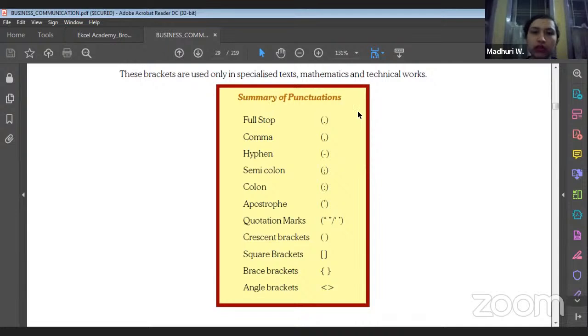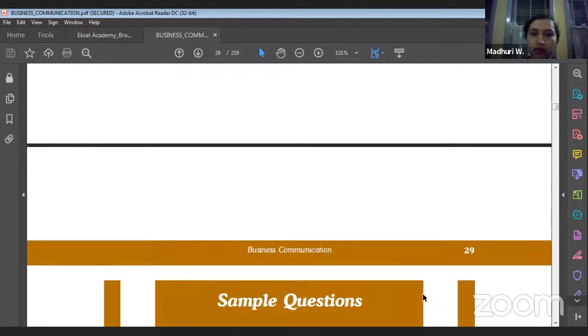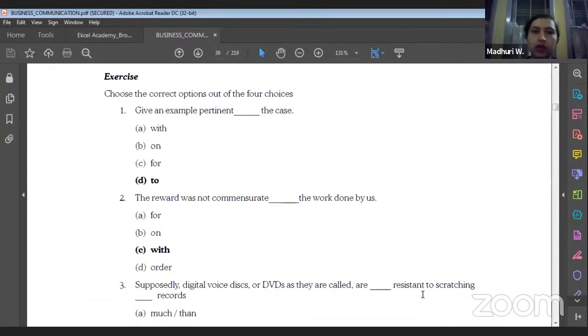So here is a summary of the punctuations, right? Let's go through some of them. So that's full stop, comma, hyphen, semicolon, colon, apostrophe, quotation marks. There are different kinds of brackets, okay? So you have square brackets, crescent brackets, brace brackets, and angle brackets. Go through this again. Now let's work on a few sample questions, right?